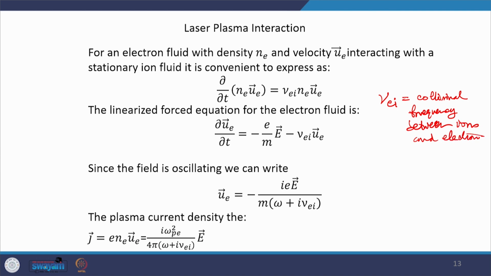Now, we can use the force equation for the electron fluid, which you can write as ∂u/∂t equal to minus eE/m. Here small e is the charge of the electron, small m is the mass of the electron, and capital E is the electric field, which is basically supplied by the laser light. Now, since this electric field is oscillating, we will assume that the velocities are also oscillating.